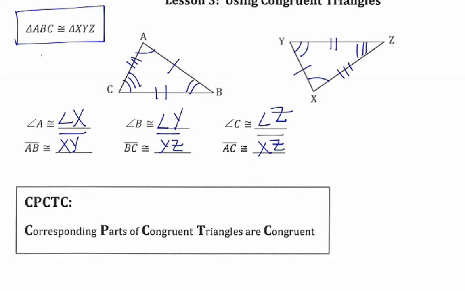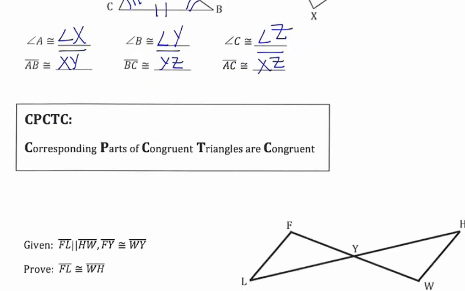Now, even though it may not look like it, we go by the congruent statement, and that way if it's rotated or flipped in a way we can't see, we still know. Now that whole idea boils down to this one statement. Corresponding parts of congruent triangles are congruent. We're going to abbreviate that CPCTC.